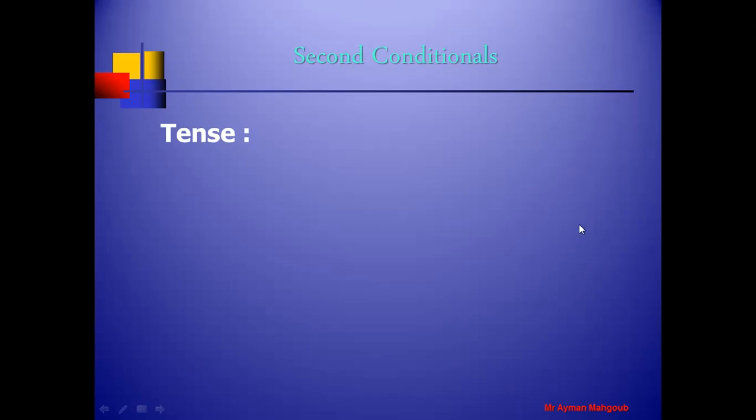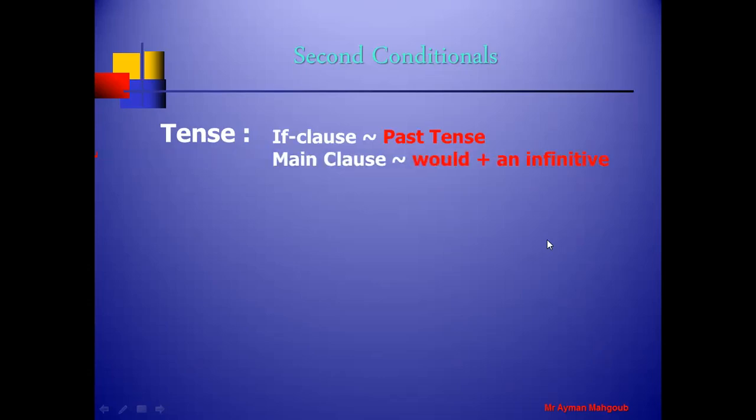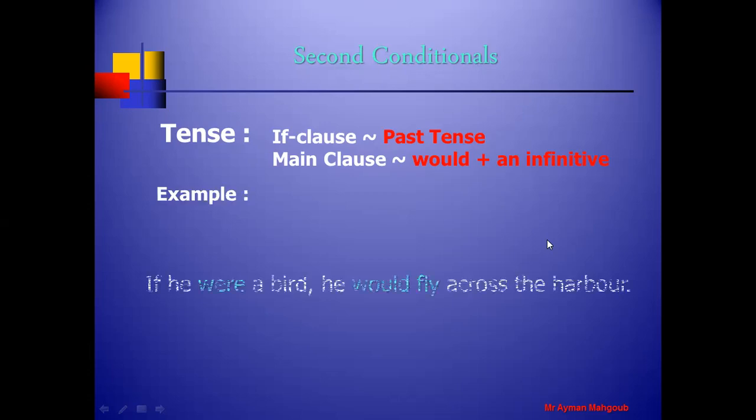So in the second conditional the tense is past tense after if. The main clause would plus infinitive, and we can also say instead of would we can say could or might or should. Okay, would, could, might, should. We notice here that might and should are found in the first conditional and the second conditional. Okay, for example, if I were a bird I would fly across the harbor.